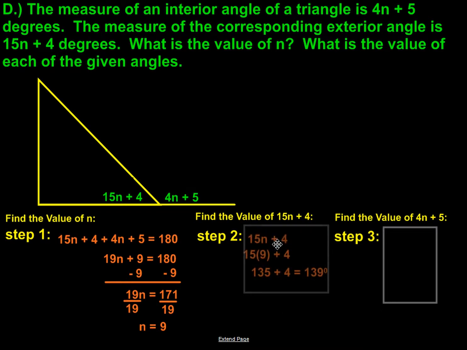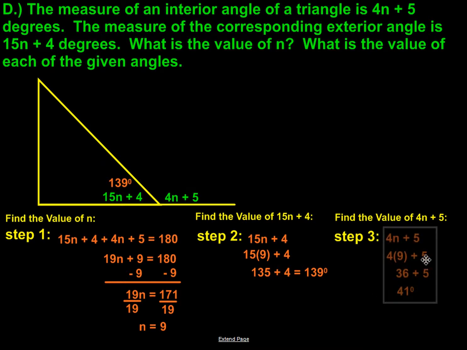So 15n plus 4 is 15 times 9 plus 4, which works out to be 135 plus 4, which equals 139 degrees. Moving on to 4n plus 5. 4 times 9 plus 5, 36 plus 5, 41 degrees. And I can check myself by adding 139 and 41, and my total comes out to be 180. And that's how you know that the amounts that you found were correct.